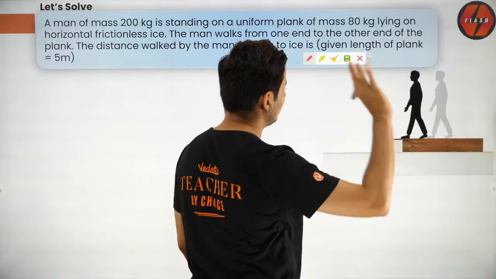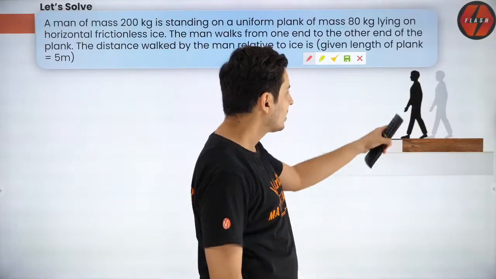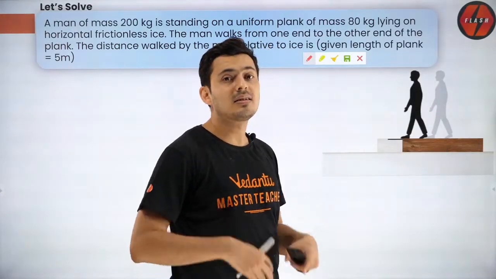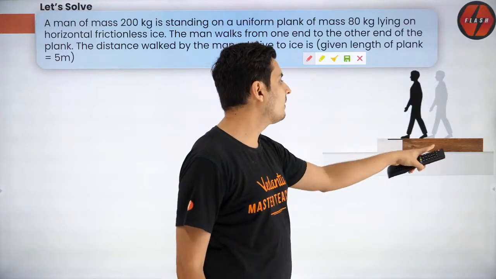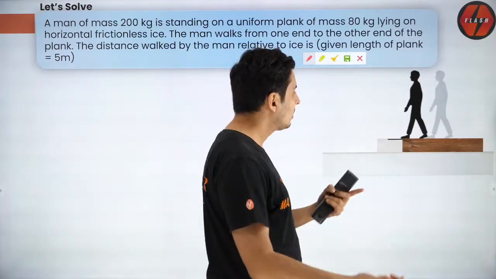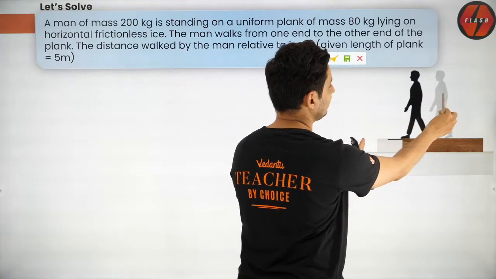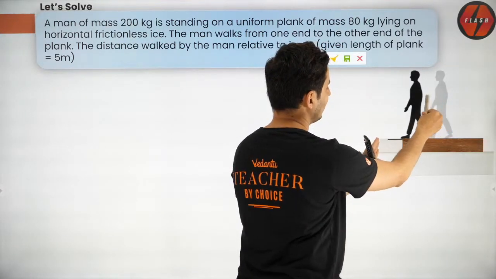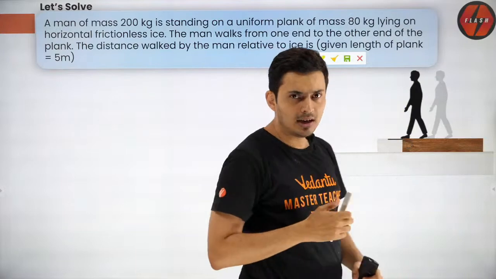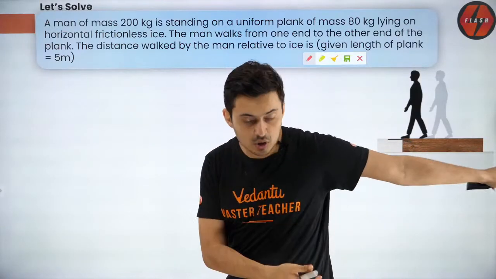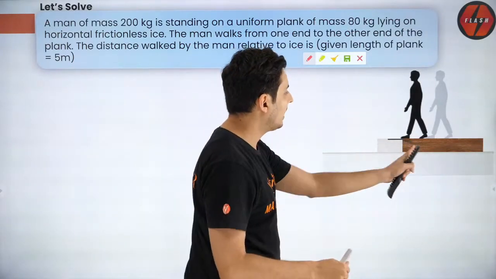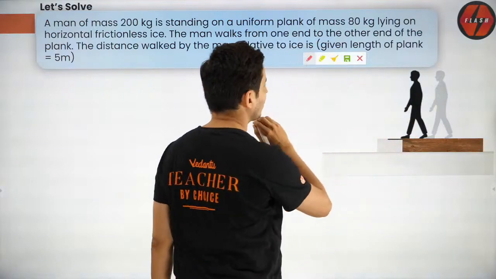First of all, let's visualize what is exactly happening. The faded version is the before situation. The darker version is the after situation. In the faded version, this is the plank and the person is here. Now he starts walking. The plank moves behind. Why? Because when the person walks, he will push the plank behind. So the plank goes here, the person moves here.